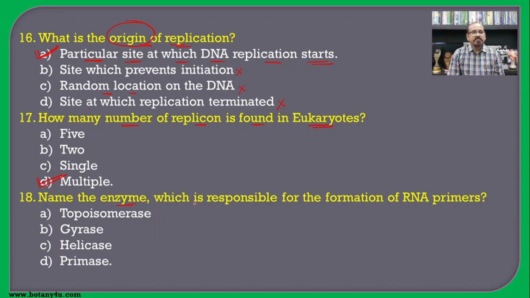Name the enzyme which is responsible for the formation of RNA primers. During replication, the initiation is not carried out directly by synthesizing the DNA molecule. Instead of the formation of a DNA molecule, there is a formation of a short fragment of RNA, and that is known as the RNA primer. This RNA primer is synthesized by the activity of the primase enzyme.